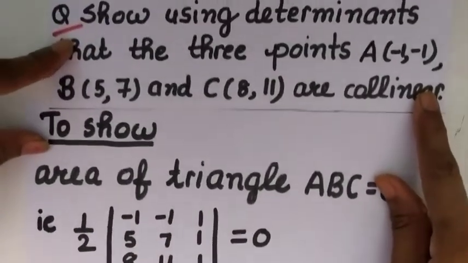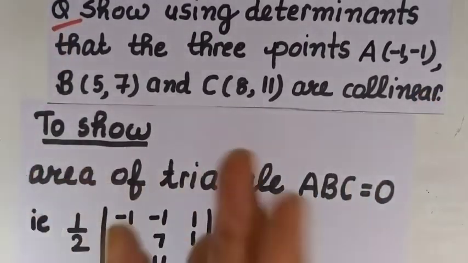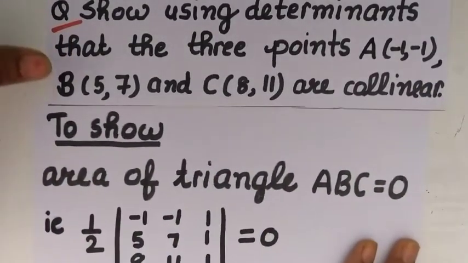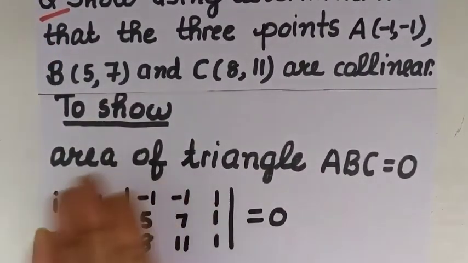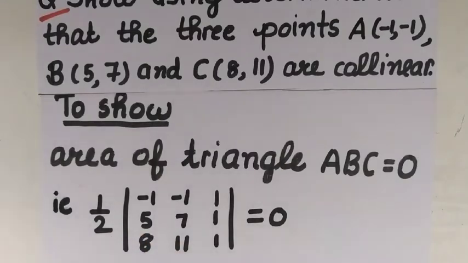So students, it's very simple. In this question we have to prove A, B, C are collinear. It means we have to show area of triangle ABC is equal to 0. So just expand the determinant of order 3 and after solving you will get the value 0 and it will be proved all these 3 points are collinear. So whenever you have to prove 3 points A, B, C are collinear, just show area of triangle ABC is equal to 0. Okay, so let us move to our next question.